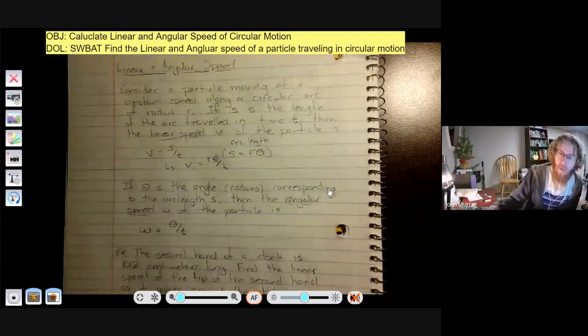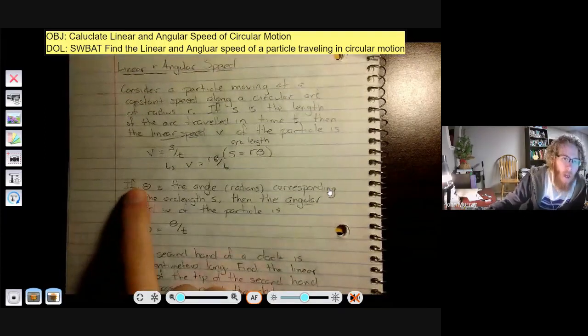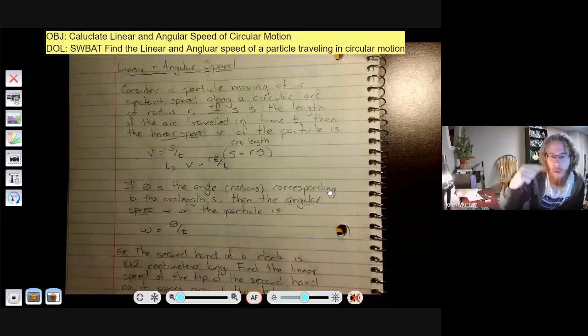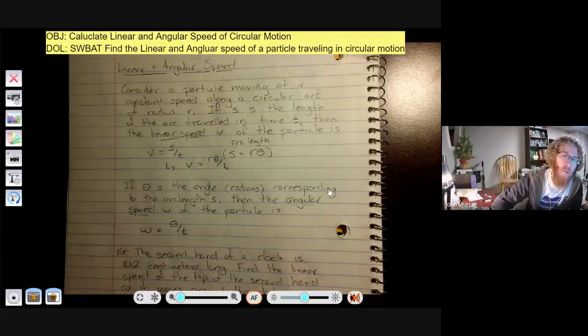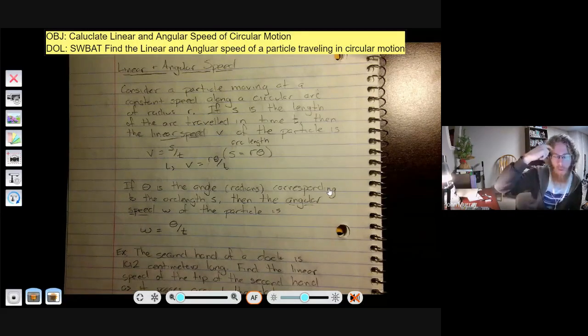Now, angular speed relies on the central angle that we move. Okay, so sometimes we're not moving in a full circle. Sometimes it's just part of the circle, like with the arc length that we just calculated. Or sometimes we're talking about multiple rotations, right? So remember, one full rotation is 2 pi.